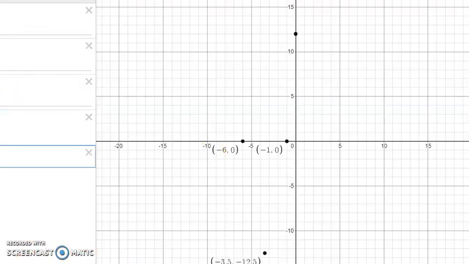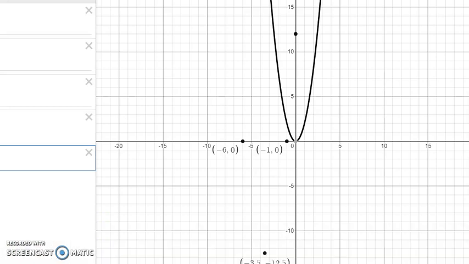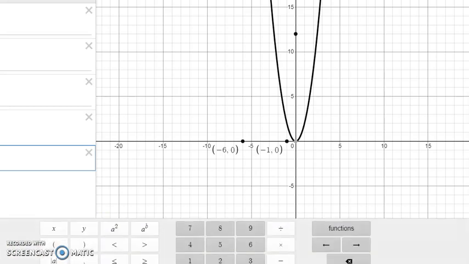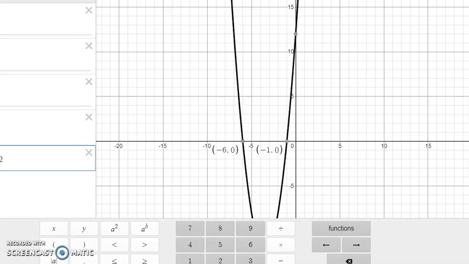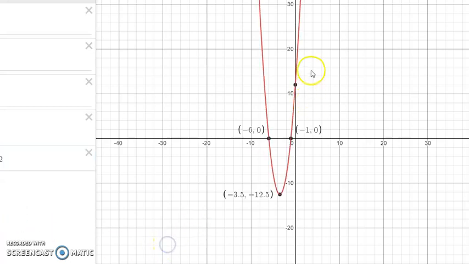And then we're going to draw our equation through. So we have y equals 2x squared plus 14x plus 12, and we draw a line through all that. I'll make that red. And see how we just draw a line through? And there's your points there. Okay? And then you want to label them.